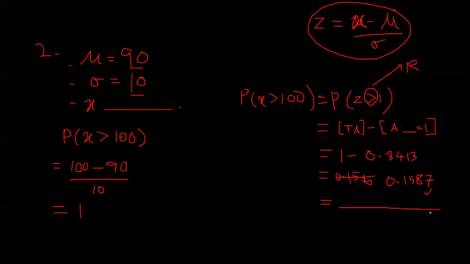I repeat again. In your final answer, after you get the value 0.1587, please state also that the probability that a car selected at random has a speed greater than 100 km per hour is equal to 0.1587.